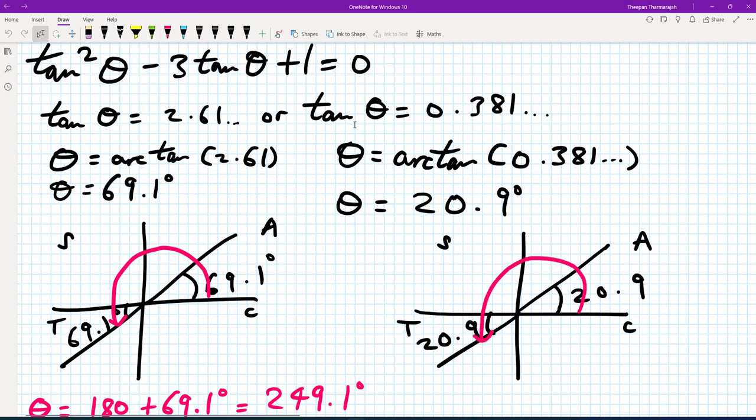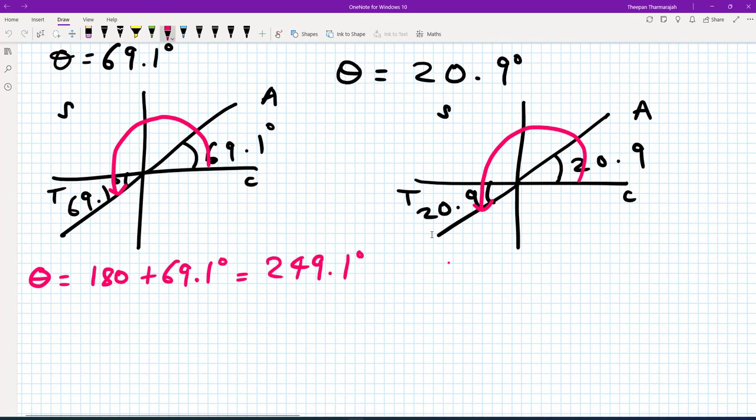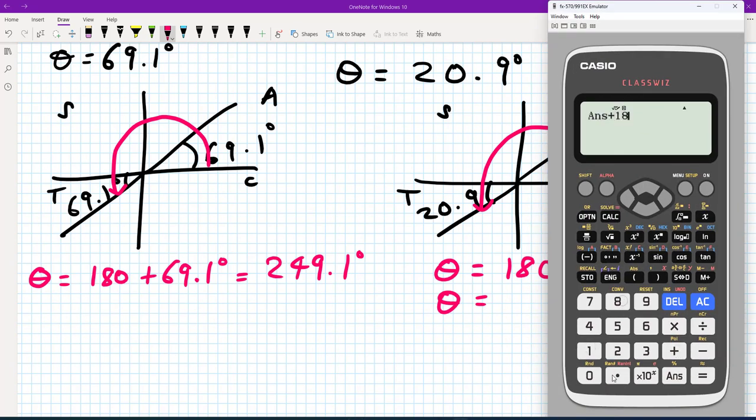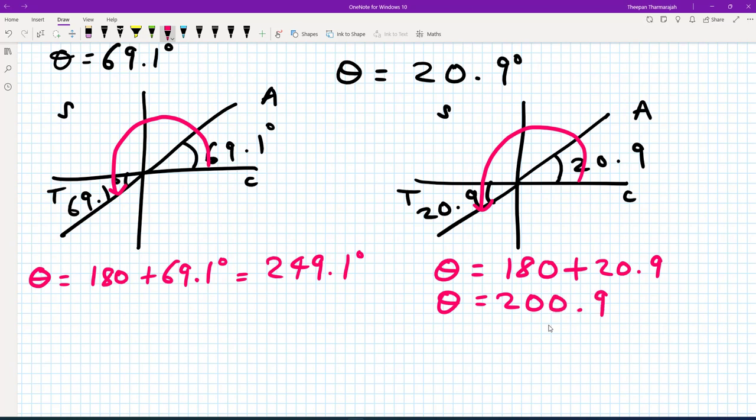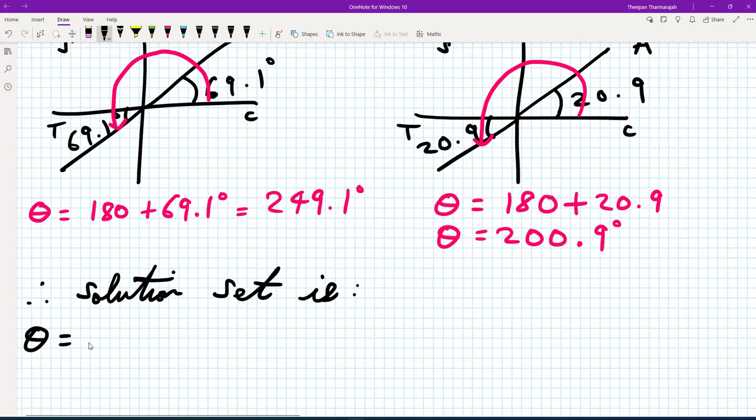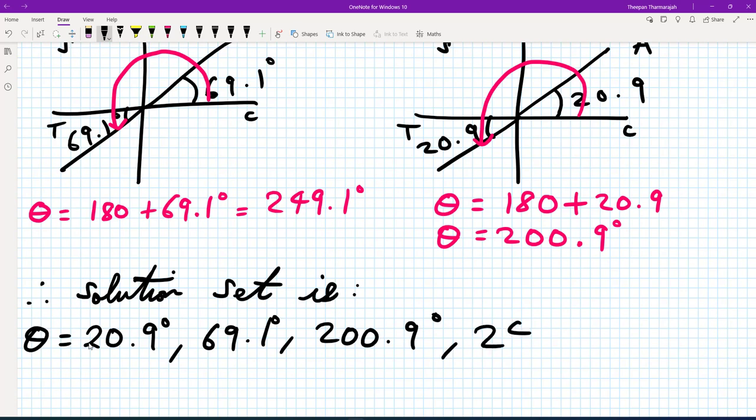So we're going to say theta is 180 plus 20.9 degrees, so plus 180. So we get 200.9 degrees. So we can say our solution set, therefore our solution set is, in order of magnitude, 20.9 degrees followed by 69.1 degrees followed by 200.9 degrees followed by 249.1 degrees.